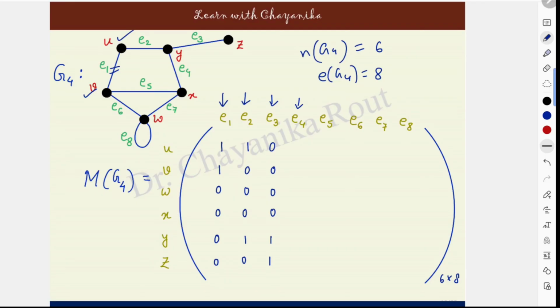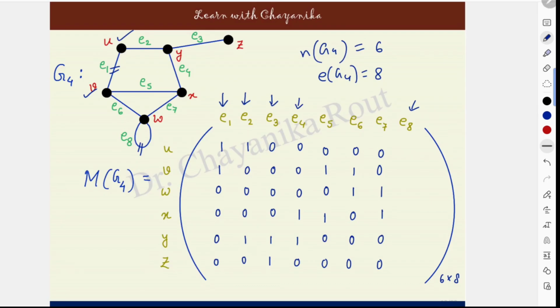The edge E4 is having X and Y as end vertices and the remaining are all 0. E5 is having V and X as end vertices and remaining are 0. E6 is having V and W as end vertices and the rest are all 0. E7 is having W and X as end vertices and the remaining are all 0. Lastly, the edge E8, as you can see in the graph, E8 is a loop present at the vertex W. So for the edge E8, both the endpoints are W only.